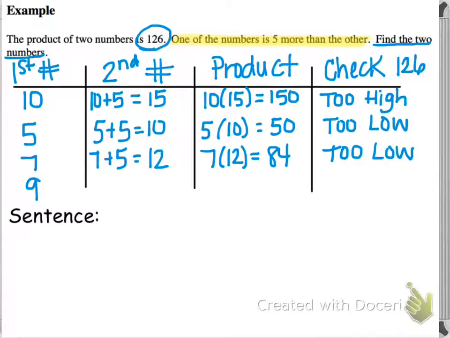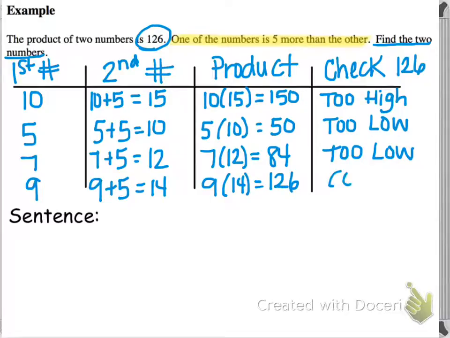Let's guess 9. Now let's get my second number, 9 plus 5, which is 14. And now when I multiply 9 times 14, it looks like I get 126, which is exactly what I was looking for. So now we're correct. It looks like my two numbers are 9 and 14.